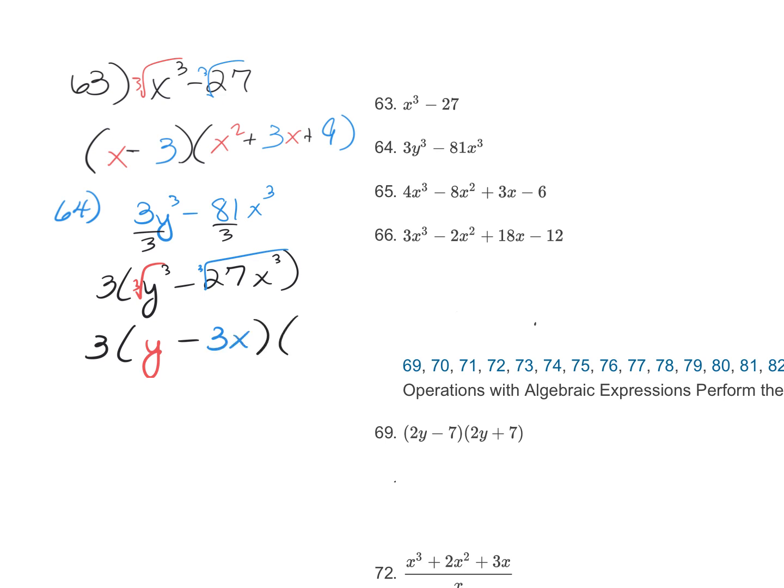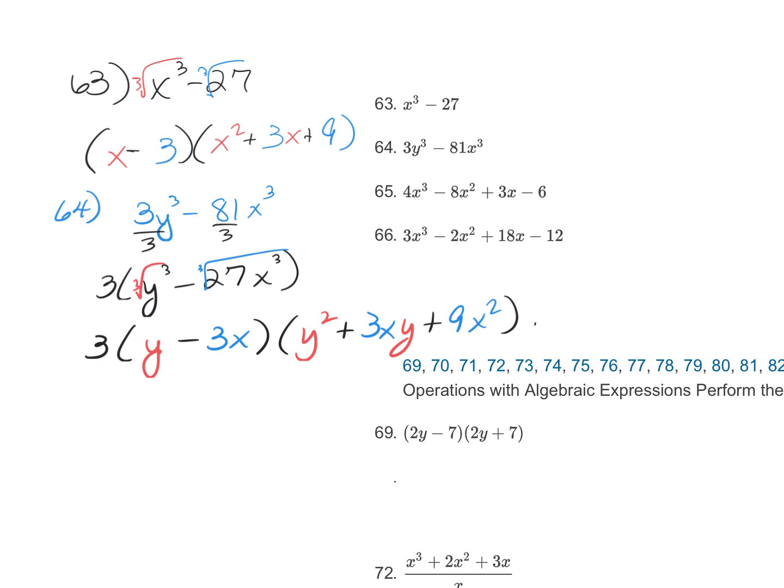And then in the trinomial, we need to square the y. Opposite sign of the original problem, multiply the 3x and the y. So that middle term becomes 3xy. And then last term always positive with that 3x squared. So it'll become a 9x squared. And we're done.